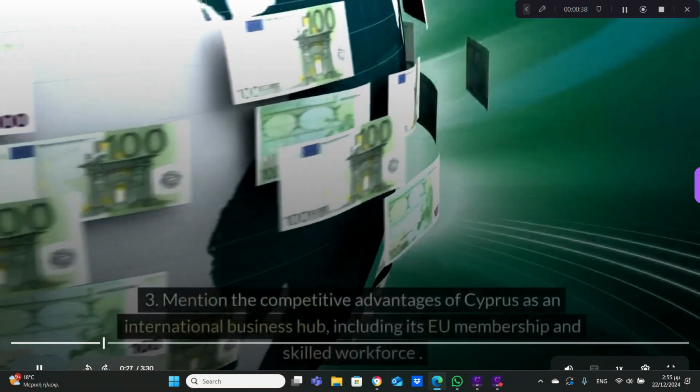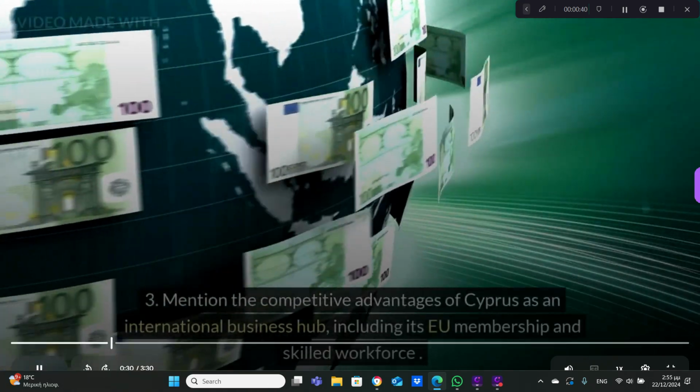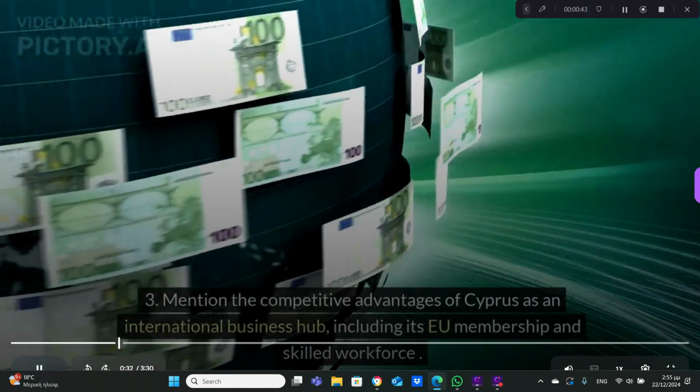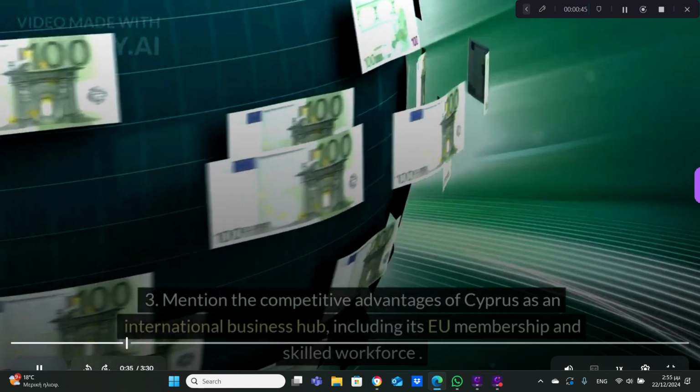3. Mention the competitive advantages of Cyprus as an international business hub, including its EU membership and skilled workforce.